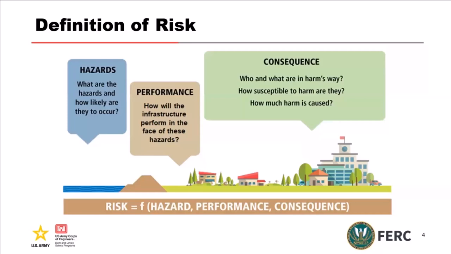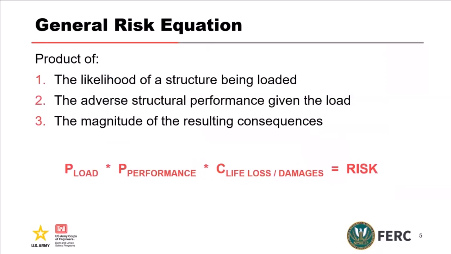So here's the general risk equation. It's just a product of those three things: the likelihood of a structure being loaded, again, by flood or by earthquake, times the adverse structural performance given the load occurs, times the magnitude of the resulting consequences. So it can be boiled down to one number. We usually call it the annualized life loss estimate, but that's not super useful for communicating in normal English terms. So there's a lot to this, but this is a good basic building block right here.